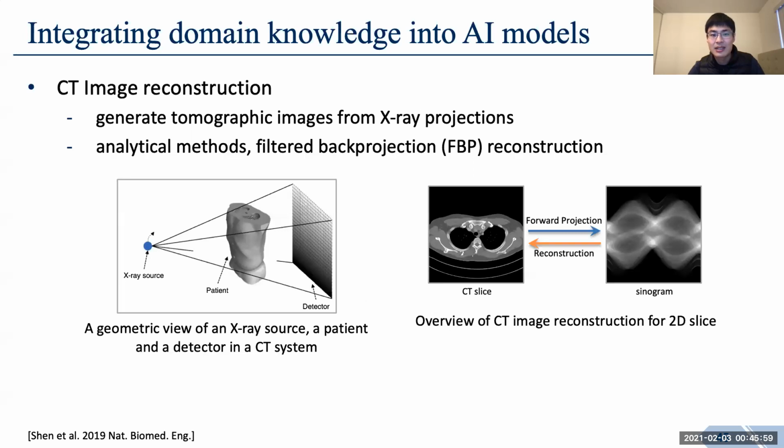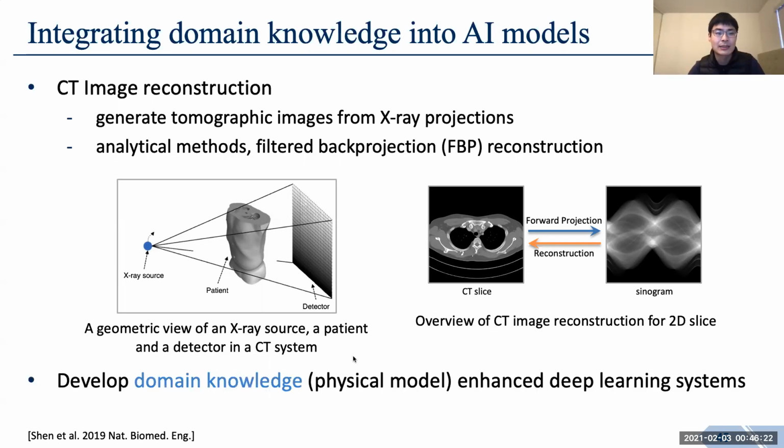Since this is a very long-standing problem, there are lots of analytical methods for this problem, like the FBP, filtered back projection. From the mathematical view, the FBP can actually reconstruct the CT image from the sinogram data. But due to noise or other issues, generally the FBP is difficult to achieve very good performance. And in this project, we aim to develop domain knowledge enhanced deep learning systems for this problem. Specifically, we want to combine this physical model, that is the FBP, into the deep learning system to improve the quality of the reconstruction.